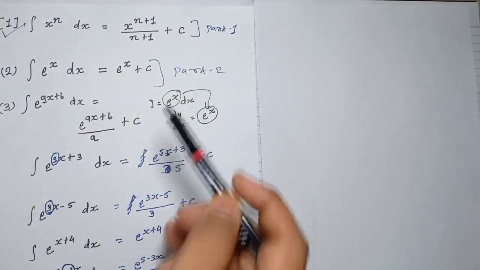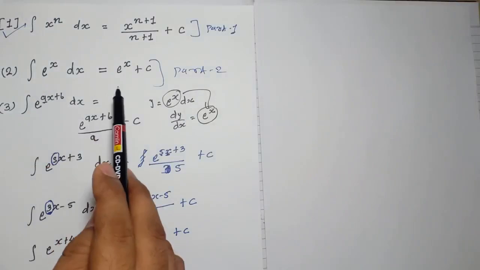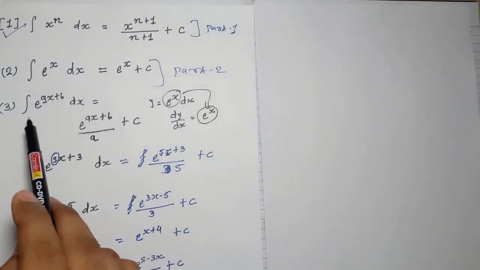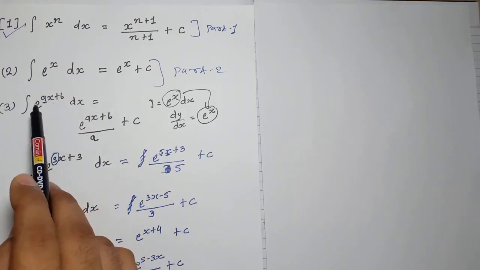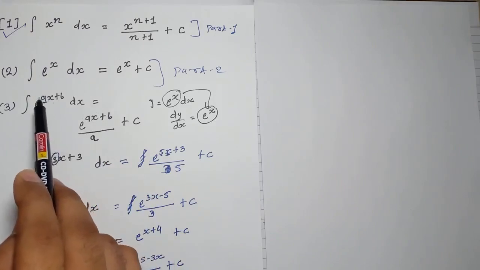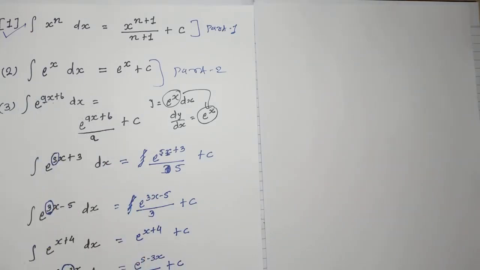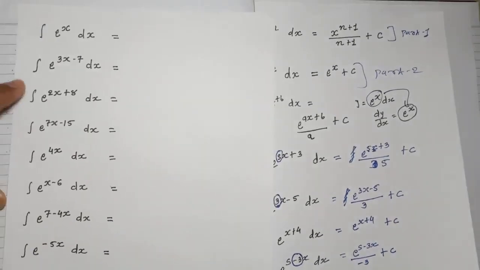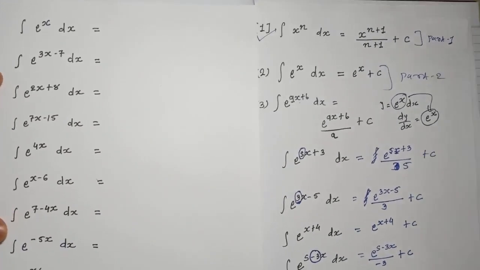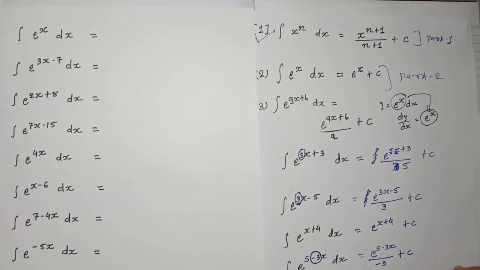So very simple, second and third. If e raised to x is given, its integration is e raised to x. If e raised to ax plus b is given, then take the number which is multiplied with x in division. Let's take more examples to clear the concept in detail. Let's solve all these questions so your concept will be totally clear.